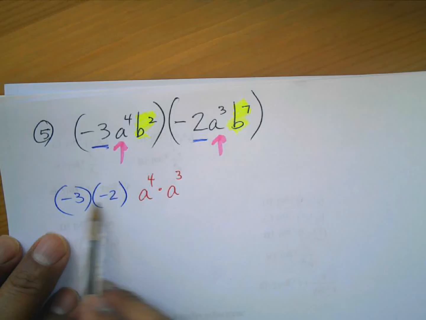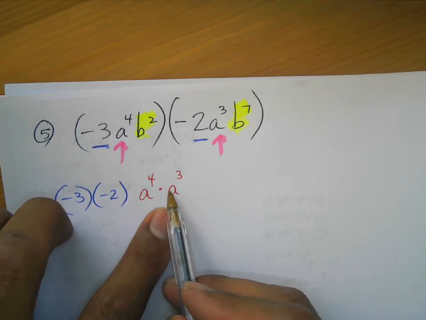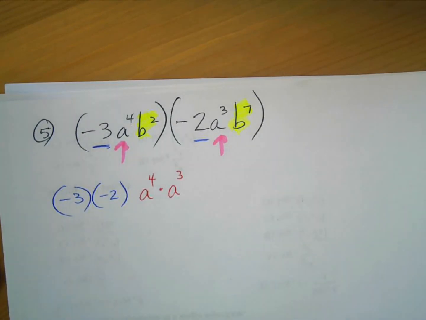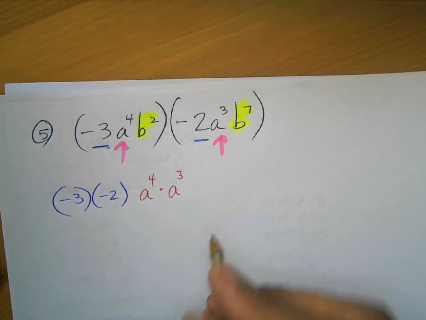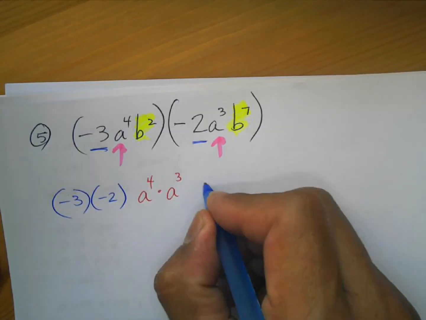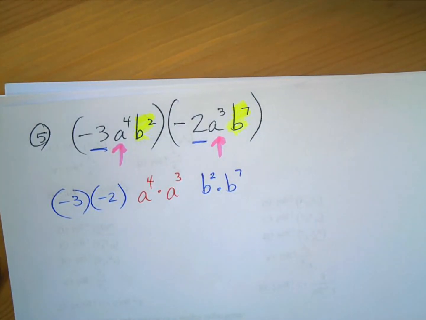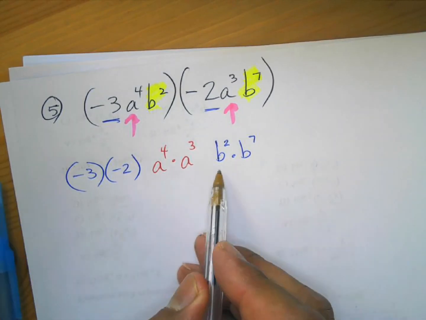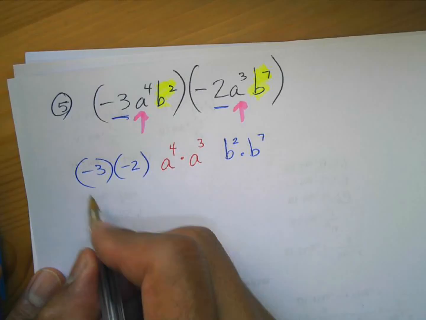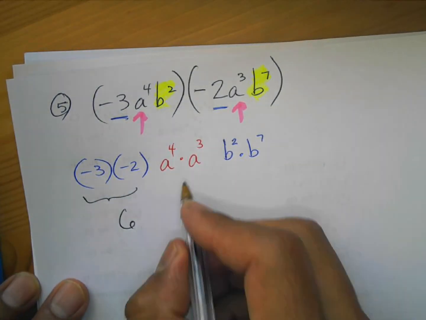So you're grouping the numbers together and you're going to multiply, you're grouping the a's and we're going to multiply that. And then you're going to group any other variables that are the same. And in this case, it's the b^2 and the b^7. Okay. And then you just do each part individually. It shouldn't be too bad. Negative 3 times negative 2, that's a positive 6.